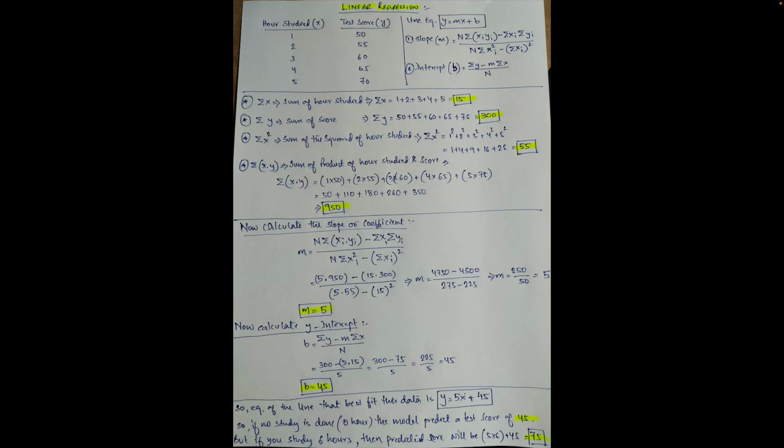Now what if I don't study at all? I'm not that bad a student. Although if I don't study at all, so if it is 0 hours, at least we would be getting a score of 45. I wish that would happen in real life, but that's not going to happen. Nonetheless, if my hours of study is 0, I would be getting at least a test score of 45. In the same way, what if I study 6 hours? Then 5 into 6 is 30, plus 45 would give me 75.